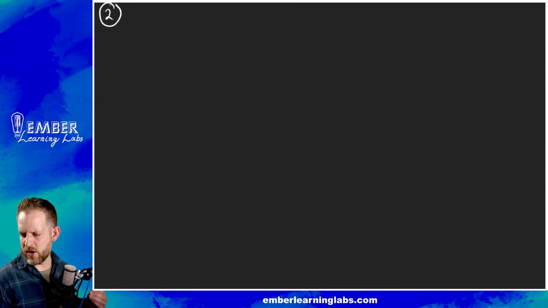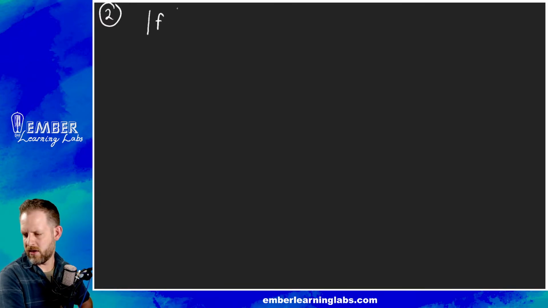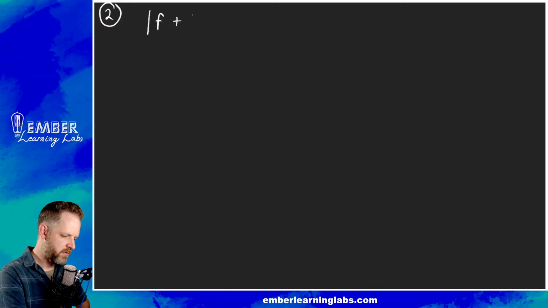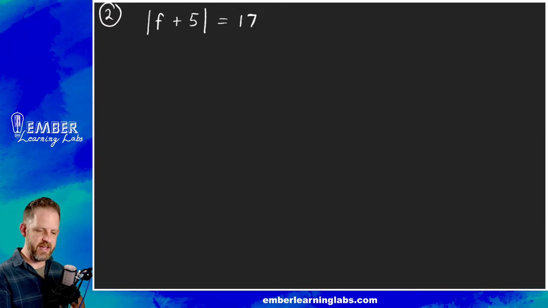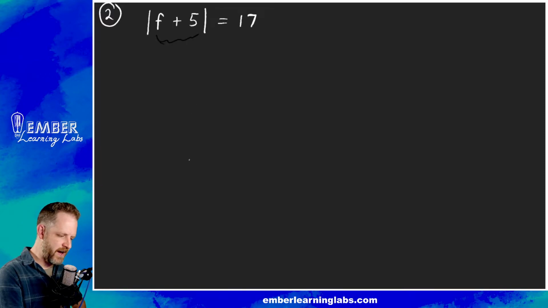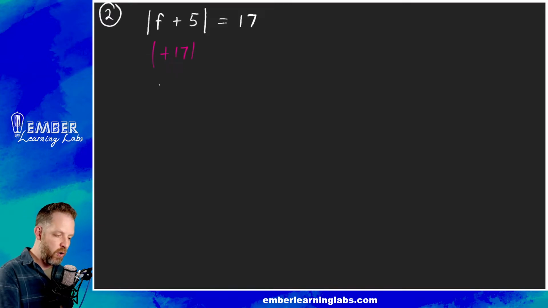All right. So the absolute value of f plus 5, close the absolute value, equals 17. And we're going to solve for f. That's our goal on these. Now, the trick with this is that this could evaluate to positive 17 inside there, or it could evaluate to negative 17. And either one of those, the answer would be 17, right?